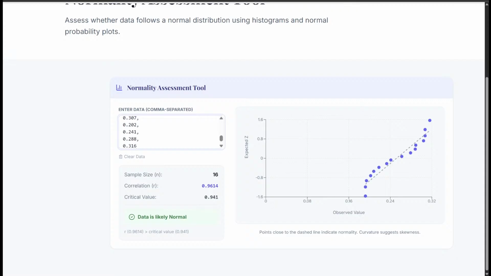When we type this in, we would say yes. And the first box says the correlation between it, that is your R score. That's that correlation. So it's 96414. And then the critical value is the other one, 0.941.